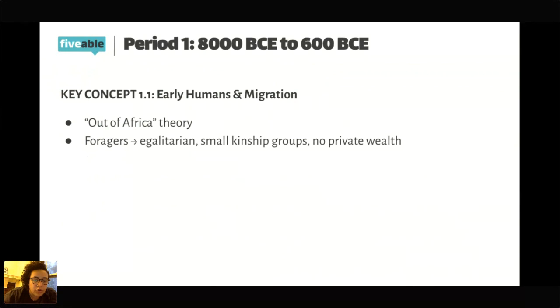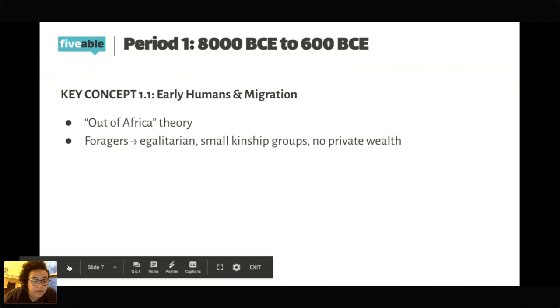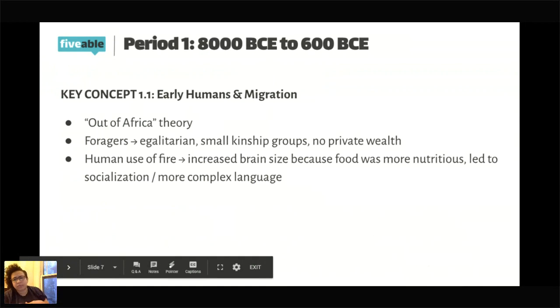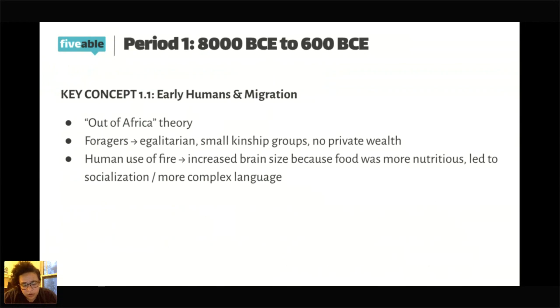All right. So those small groups eventually, through the process of advancements in technology, right? This is the biggest one. It's humans' use of fire. Because humans discovered the use of fire, there's a couple of major developments. One is an increase in brain size. This isn't an overnight thing. This is through evolution. But because they start eating food that's more nutritious than raw meat, their brain sizes will increase over time, which allows them to then have this complex language.